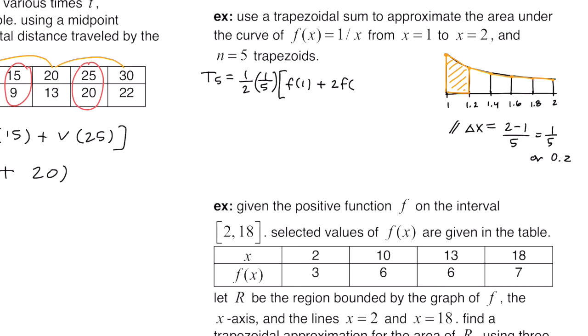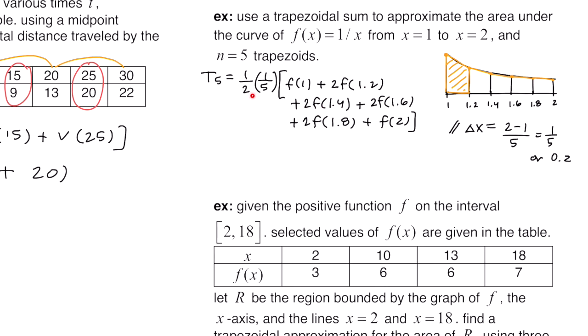So what happens is we have f of 1 plus 2 times f of 1.2 plus 2 times f of 1.4, and then it continues 2 times f of 1.6 plus 2 times f of 1.8, and then finally for f of 2, it's just going to be f of 2. So I just want to emphasize that f of 1 and f of 2 are at the ends, so that's why it's just listed as f of 1 and f of 2. But all of these bases in here, this base is being shared by this first trapezoid and the second, so that's why we put 2 times f of 1.2 and 2 times f of 1.4 and so on.